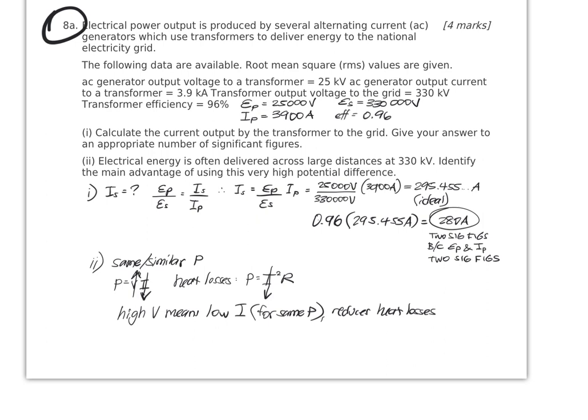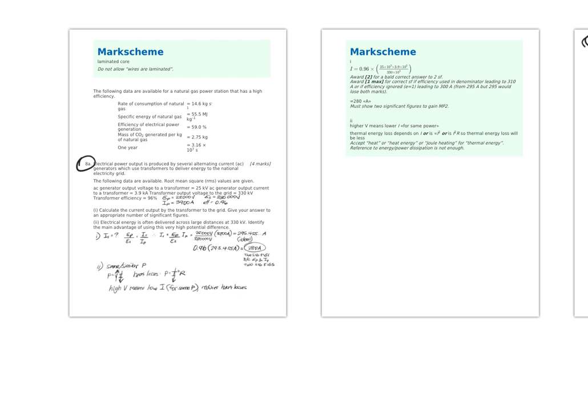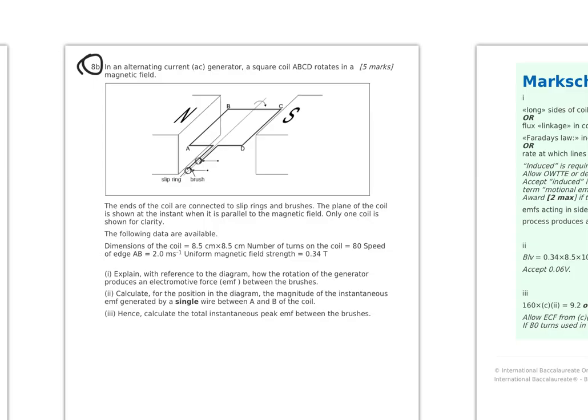Then for the second part, number 2, or double I, for the same or similar power, we use very high voltage, we can have very low current. Heat losses are I squared R losses, so if we can reduce the current, we reduce the heat losses. That's why they use high voltage for transmission. Also note that the mark scheme says that you have to say heat. You can't just say energy loss. It has to be specifically energy loss as heat. 8B is the last question in this set.